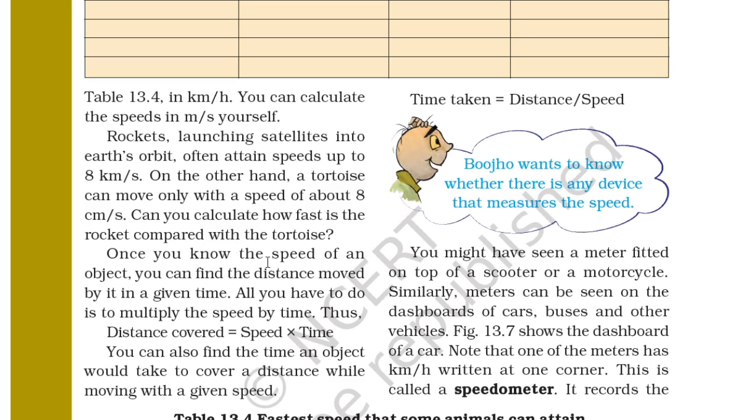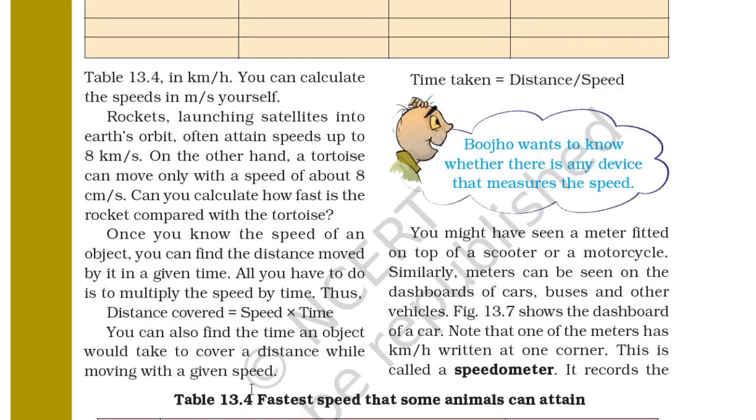Once you know the speed of an object, you can find the distance moved by it in a given time. All you have to do is to multiply the speed by the time. So distance is equal to speed into time. You can also find the time an object would take to cover a distance while moving at a given speed. So time is equal to distance upon speed. From this formula, this is derived. You can just simply take speed below distance, so it will become distance upon time.